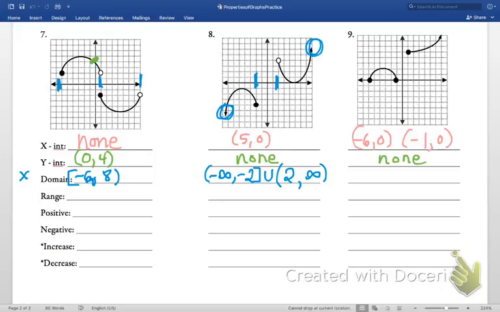Okay, number 9, domain, x values. Where are we going? So we're going from -6 to -1. Both of those have solid dots. And then I have another piece that picks up at +1 that has a solid dot, and then an arrow, so it's going to +infinity.